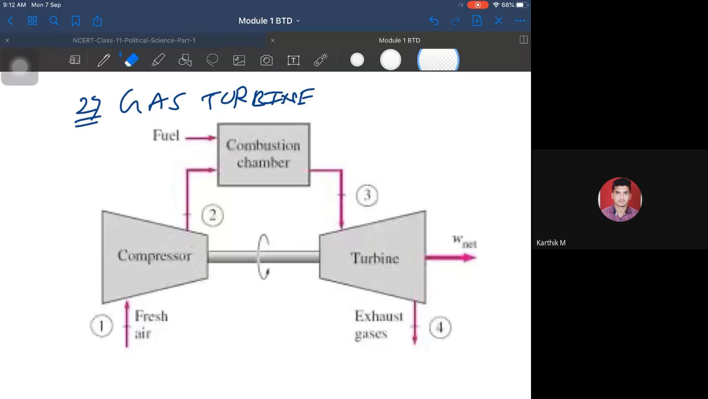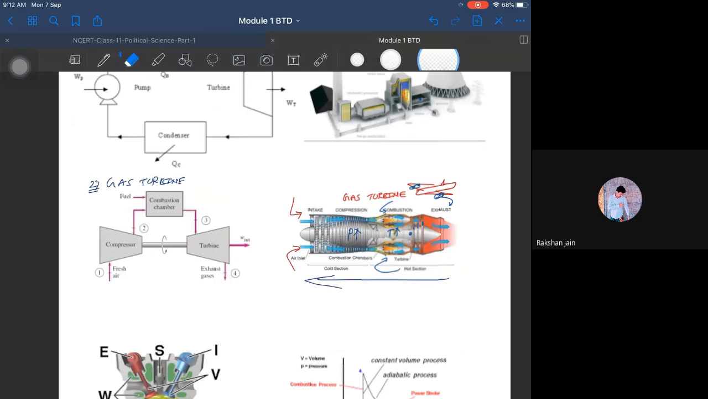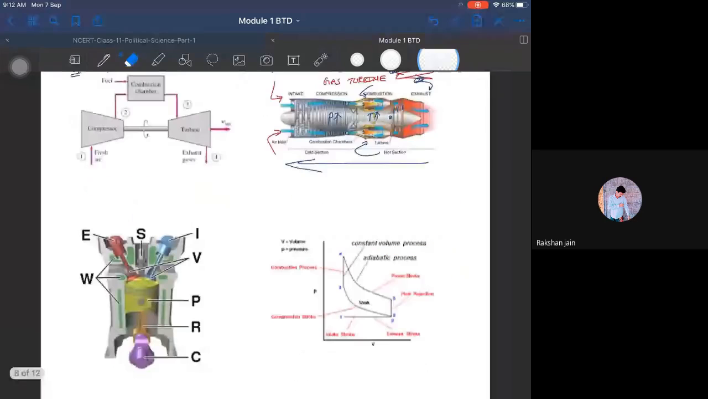Shall we move on for another example of the thermodynamic system? Yes, sir. So hope everyone has seen this, correct?